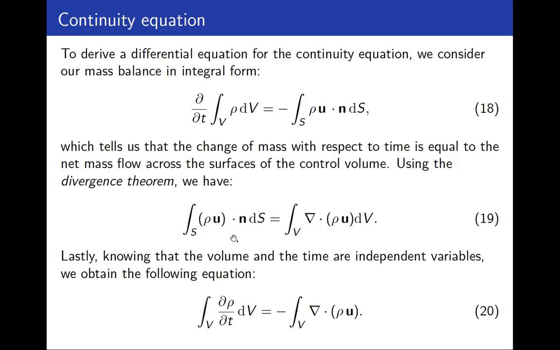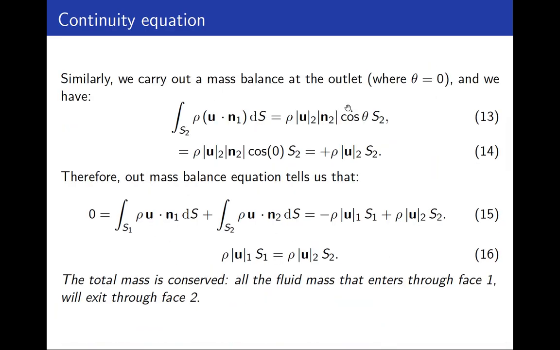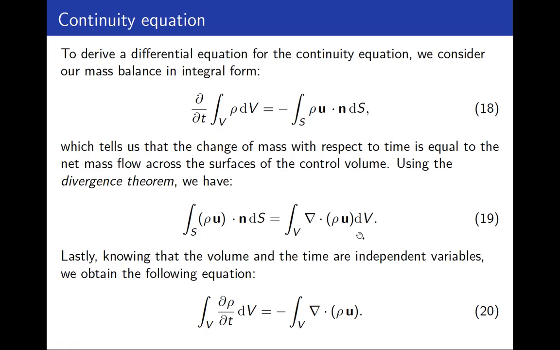So we go from a surface integral to a volume integral. We obtain here the divergence of this vector quantity, which is the mass flux, with units of mass per square meter multiplied by unit of time. So what is the physical meaning of this equation? Here we have the mass flux at a point of a control volume.